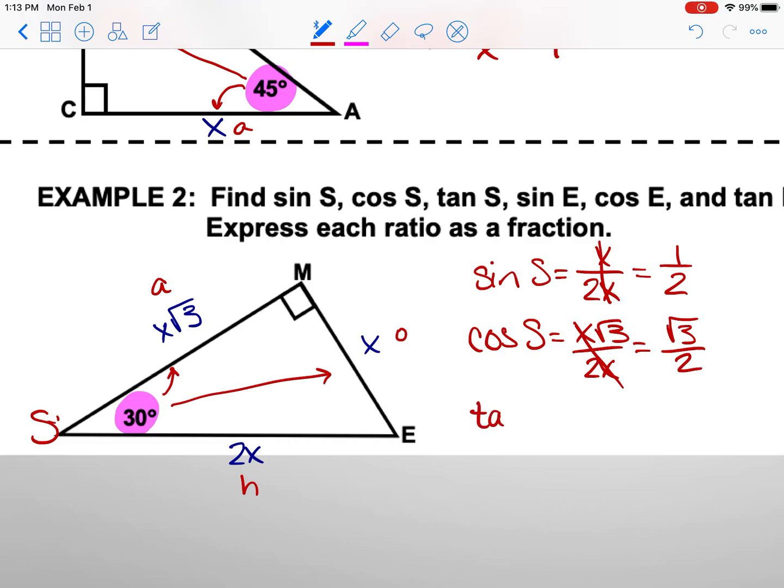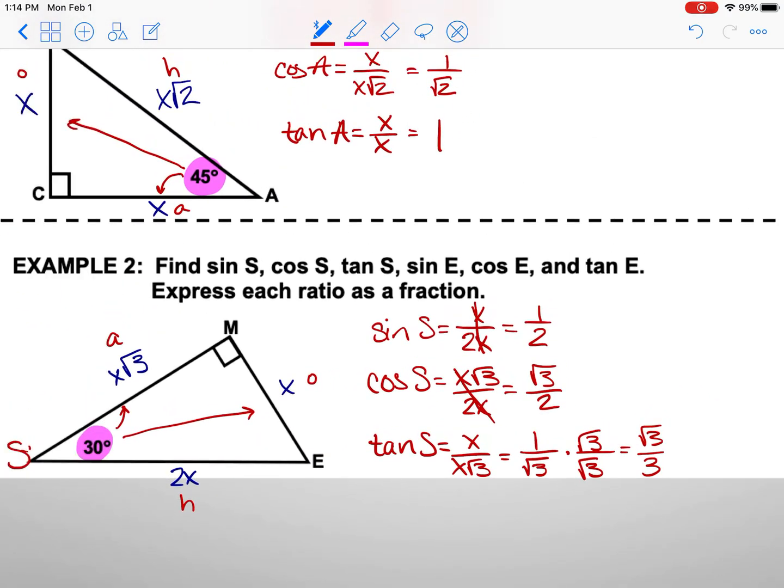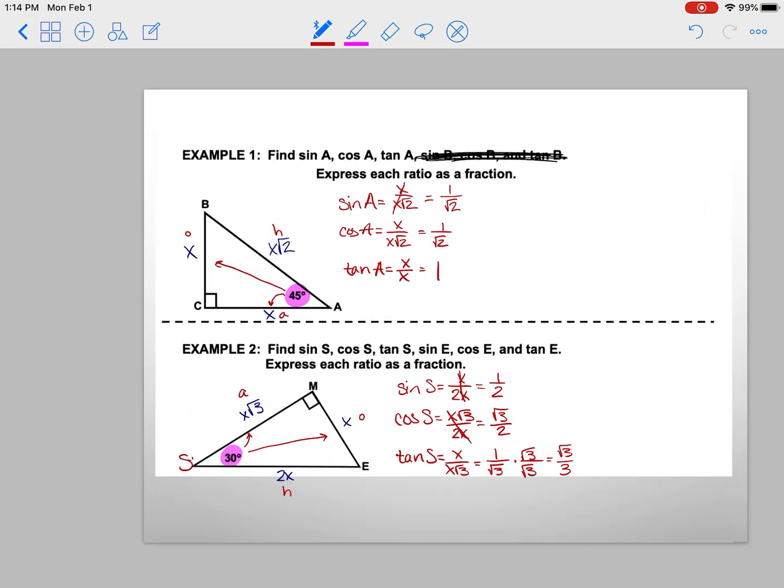And the tangent of S is O over A, so x over x square root of 3. X's cancel, leaves you with 1 over the square root of 3, but we know that we can't leave that there, so we do have to rationalize. And so if we multiply straight across, we get square root of 3 over 3. So just label your A, O, and H, and then just put them into the fraction and simplify it down. That's all you have to do for those basic ratios.